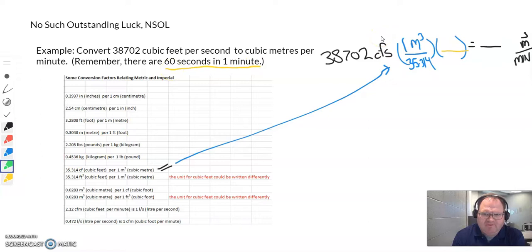And we have to be careful. This actually says cubic feet per second. So we're going to change that a little bit. And I've written it down in a different color just to remind us that we have changed it just a little bit.